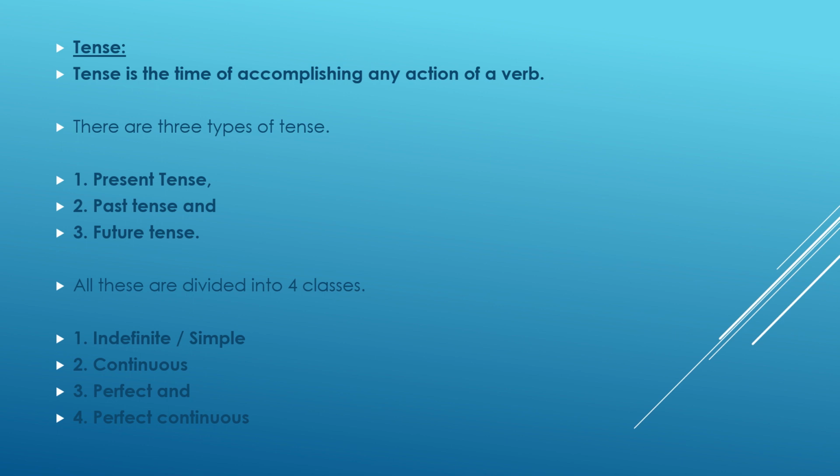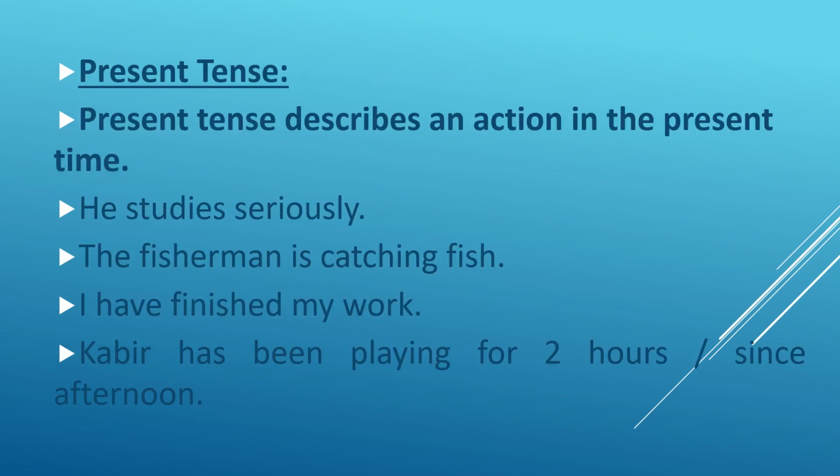Today I'll give some brief description of the three types of tenses, and then I'll discuss present tense. So what is present tense? Present tense describes an action in the present time. That is, the work which is going on now or in the present moment is called present tense. For example, he studies seriously. Here this is done in present form. So this is one type of present tense.